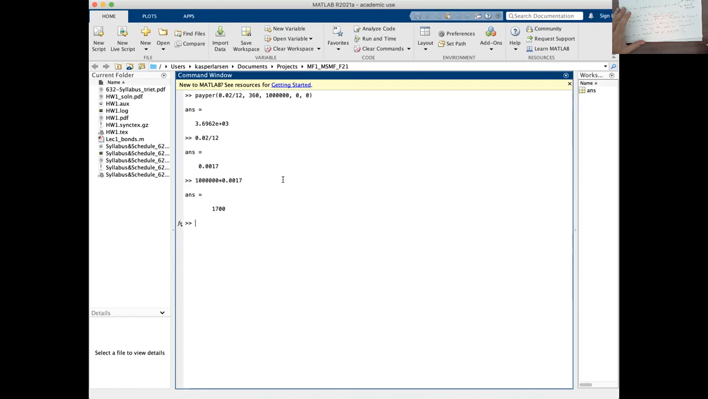So the interest rate payment will be 1,700, and the A we had was this number up there. It was 3,696 minus 1,700. This is the notional reduction. So that's 1996. Let me just write them on a piece of paper.